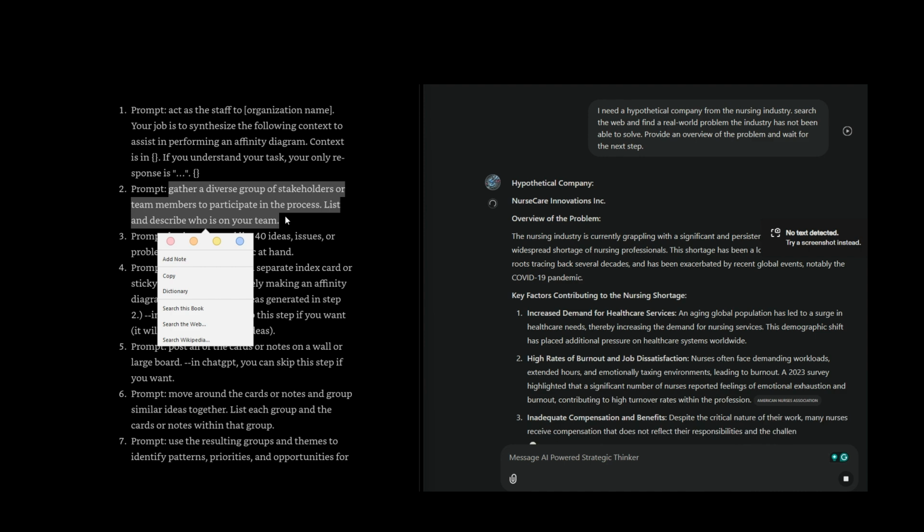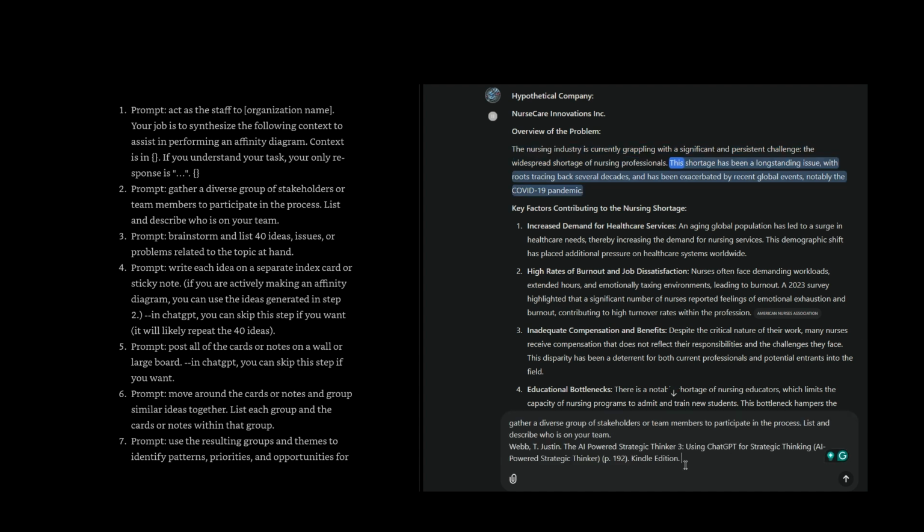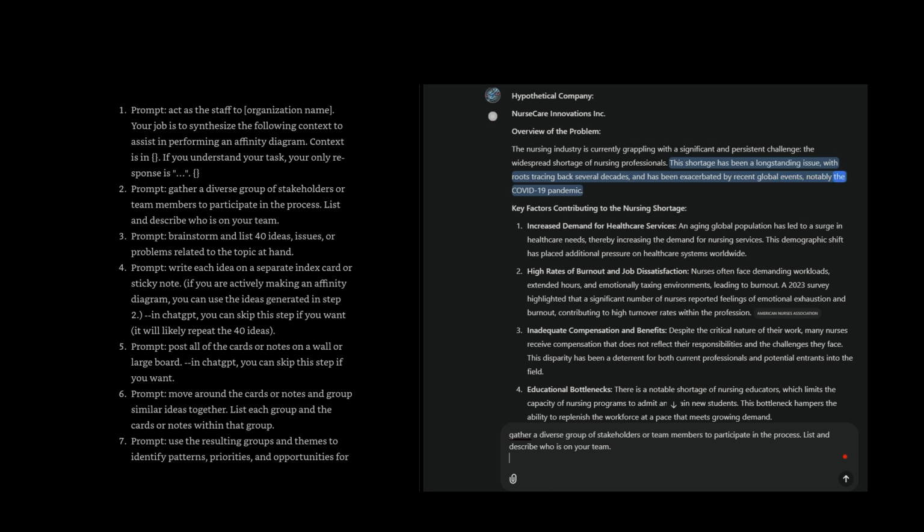Hypothetical company: NurseCare Innovations, Inc. Overview of the problem. The nursing industry is currently grappling with a significant and persistent challenge, the widespread shortage of nursing professionals. This shortage has been a long-standing issue, with roots tracing back several decades, and has been exacerbated by recent global events, notably the COVID-19 pandemic.